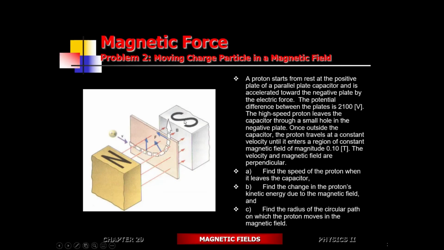Worth my time, almost. It almost makes it interesting from my perspective. All right, so let me just get the numbers. So we got 2100 volts, 1/10 of a Tesla, and it's a proton. All right, that's all I need.